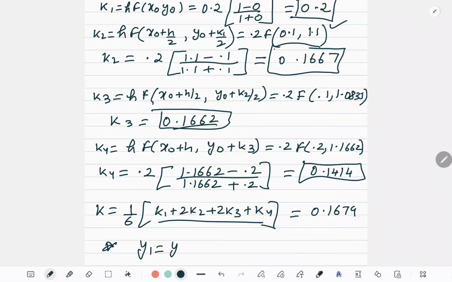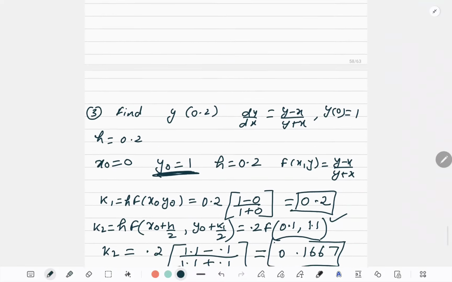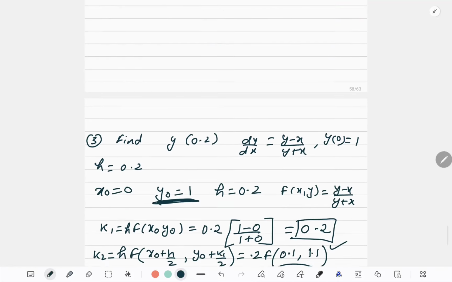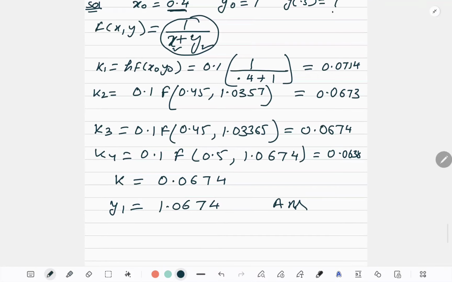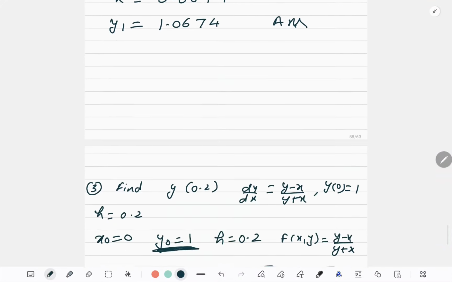So what is the value of Y1 then? Y1 is equal to Y0 plus K, so 1.1679. Because what was the value of Y0? See, Y0 is 1. Understood? And in the previous question I took it 0.5 or what? Okay. Now see, here what was the value of this y0? 1. Okay, I thought it was something else.